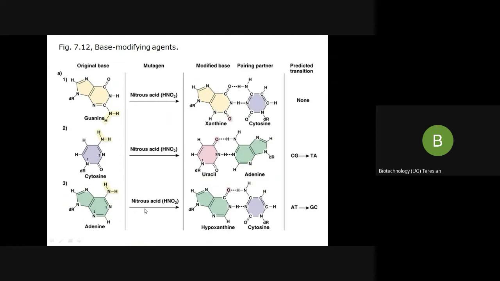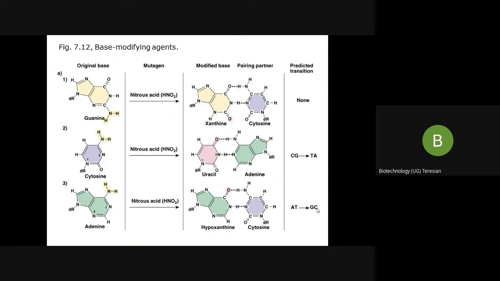In the next example, we see adenine. Adenine should go and bind with thymine, but because of the mutagen, what has happened in this region? It has converted itself to hypoxanthine. Hypoxanthine resembles the structure of guanine, and hence it will go and bind to the cytosine. So actually it should have been AT but has ended up binding to GC. These are base modifying agents as we have said.